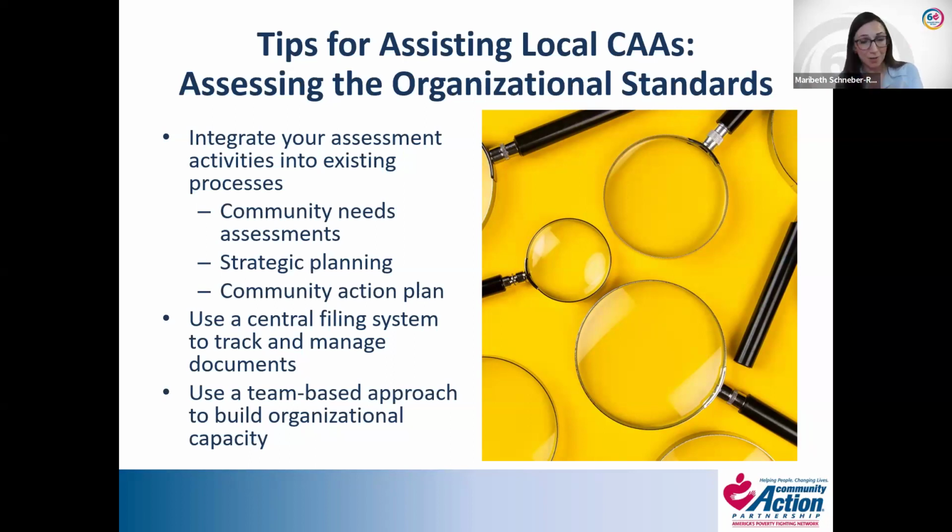Because once that book is closed, once you've approved your community assessment, it will be more challenging to go back and try to add something in that you missed initially. Same thing for your strategic plan, right? There's a lot of requirements for strategic plans. Make sure that your planning document, when it's done, has everything you need in there. Same with your community action plan. We already talked about a centralized managing filing system.